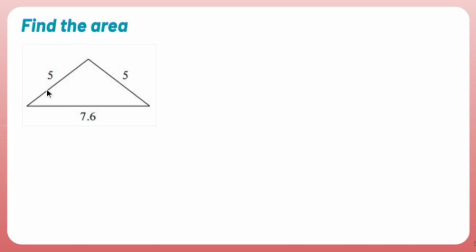Find the area of this triangle right here. Well, the area of a triangle is 1/2 of base times height. I have a base, but I don't have a height. So what I can do is realize that this is an isosceles triangle, and if it's an isosceles triangle, that means the height is going to go directly down the middle. So why don't I cross you out and say that one of these halves right here is going to be 3.8.